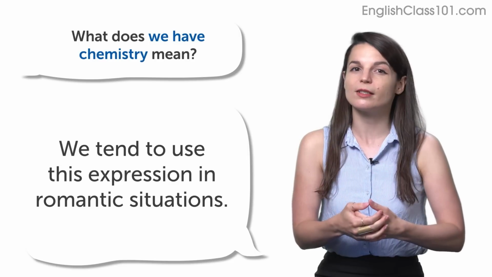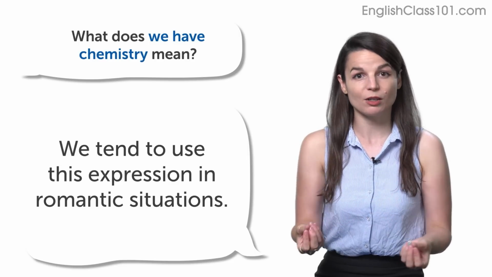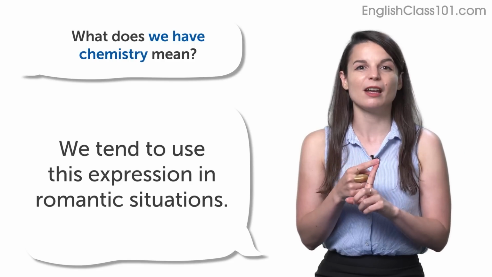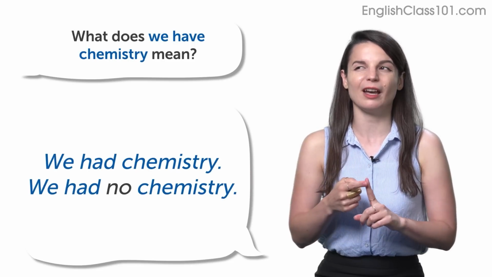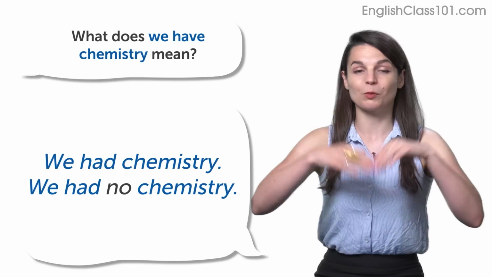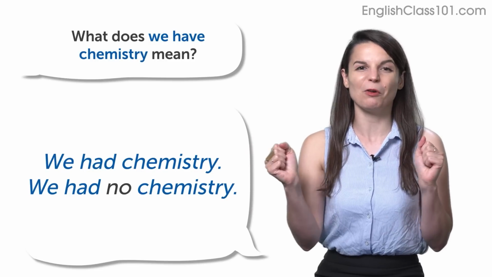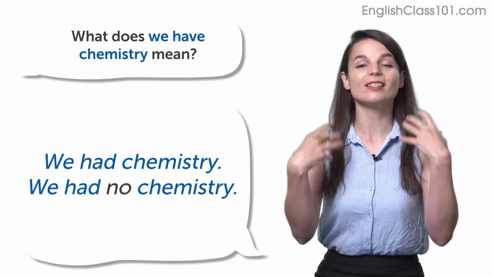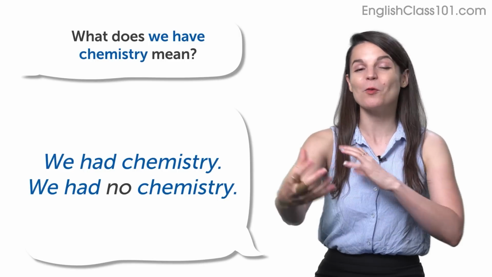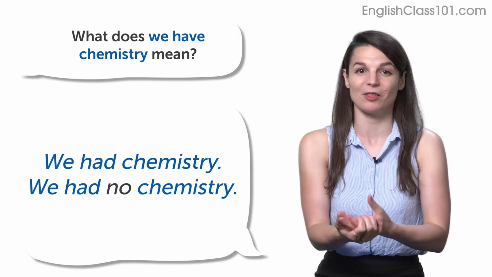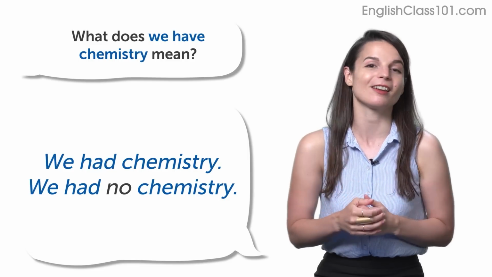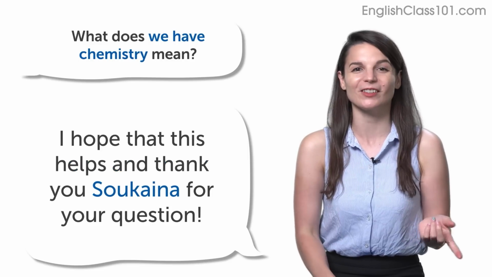We tend to use this expression a lot more in romantic relationships. When you go on a date with someone for the first time, you might say, we had chemistry, or we had no chemistry, meaning it was really great and we could talk easily, or it wasn't so great and we didn't really have a good flow. So this chemistry refers to how well we can interact with another person, how easy it is to talk and be friends with or to be romantic with another person. So I hope that this helps you. Thanks for the question. Okay, on to our next question.